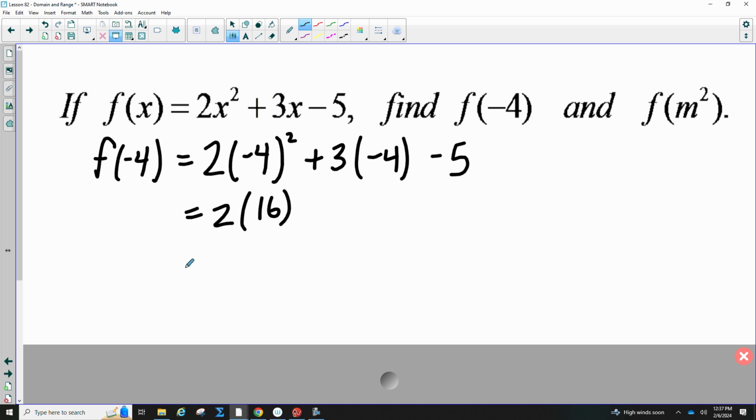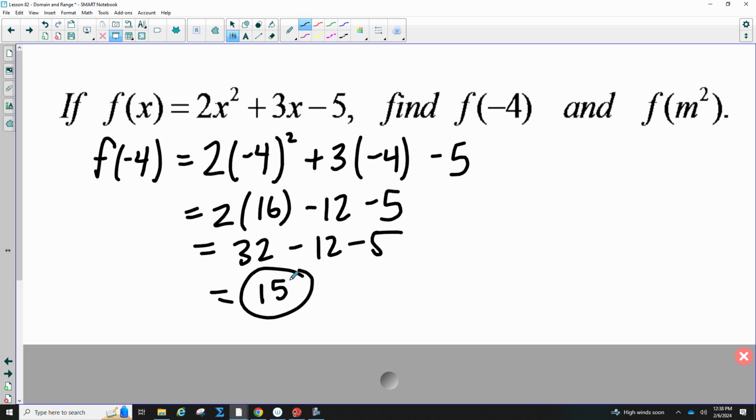So this is 2 times what? +16, because it's a negative times a negative. When you plug it in, you're squaring the negative. 3 times -4 is -12, and then -5. Now I'll multiply these. That's 32 minus 12 minus 5. So 32 minus 12 is 20, and 20 minus 5 is 15.